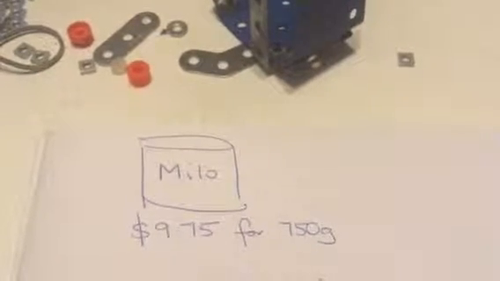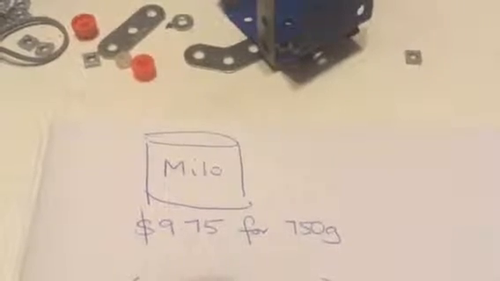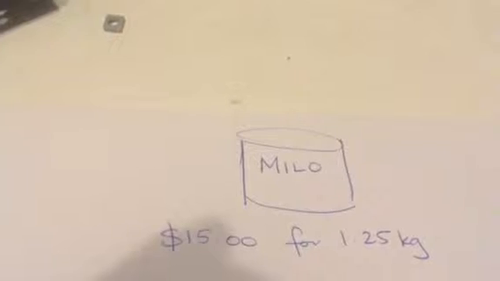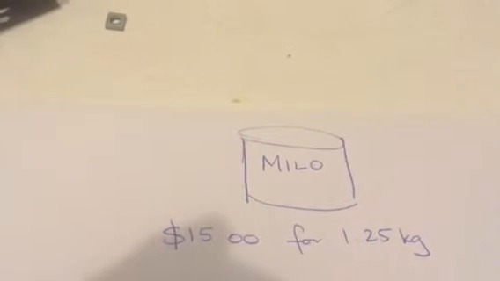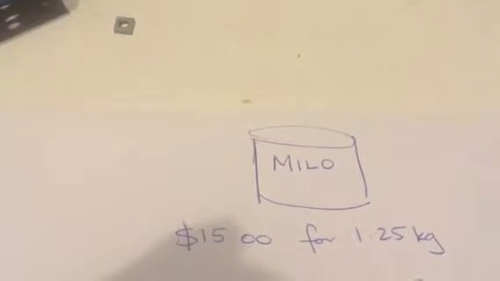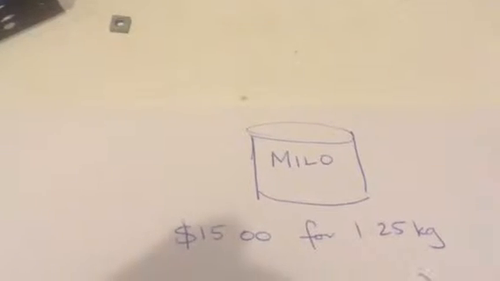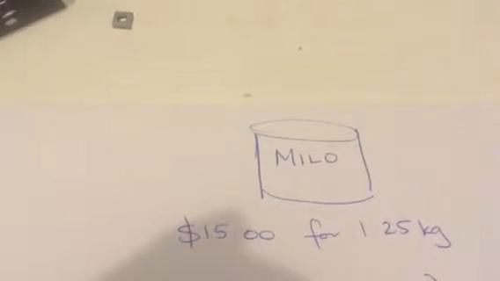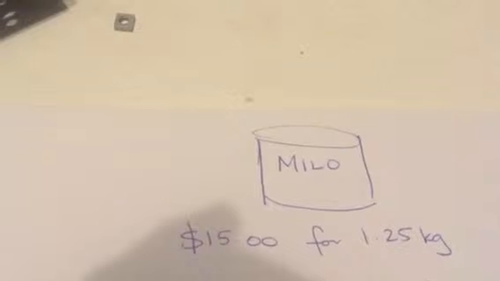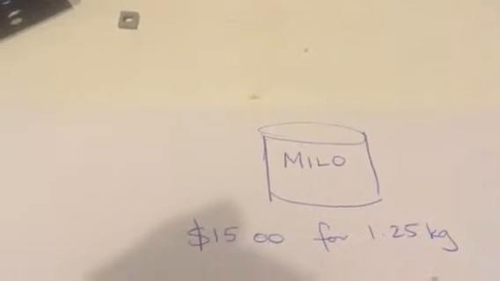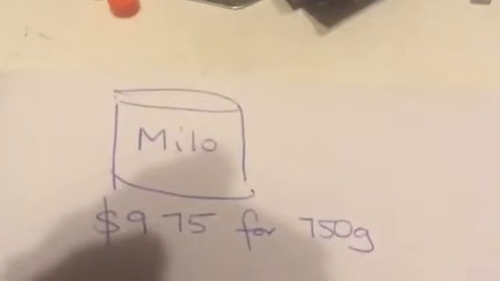So, for example, here's Milo, $9.75 for a 750 gram tin. And then we have another tin of Milo, which is $15 for 1.25 kilos. So when we've got those two choices, it's really hard to compare which is the best value for money. All right, this Milo's more expensive altogether, but it also has a lot more in it. This one's cheaper, but has less in it.